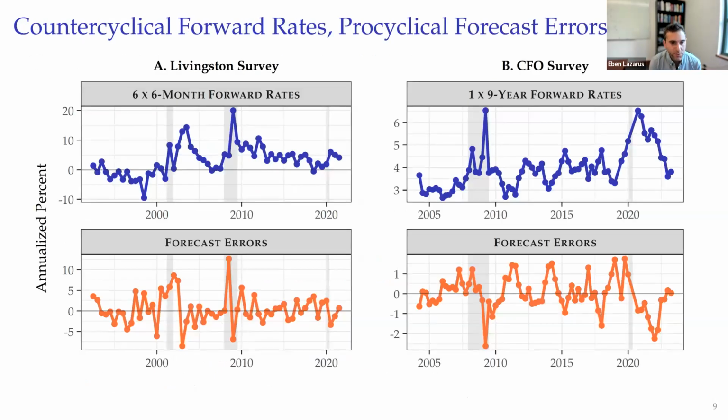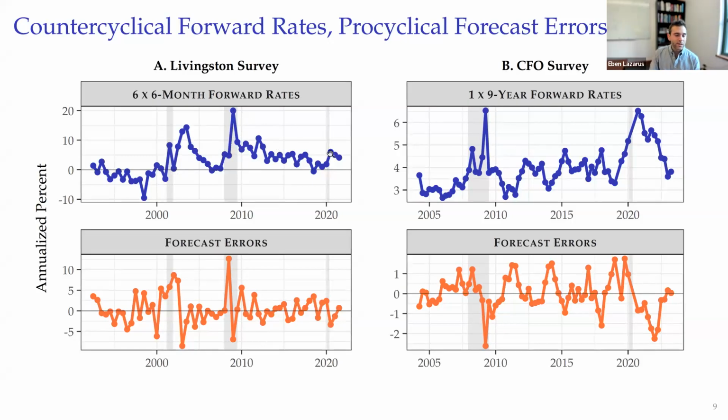Okay, so just to give a sense of the variation in the data, here's what we back out when we measure forward rates in the Livingston and CFO surveys. So the Livingston survey, this is a six-month forward rate. So starting in 6 months, what is the expected log return on the market for the following 6 months? And here we see evidence of countercyclicality. So this is clearest in the financial crisis of 2008. The market drops, forward expected returns spike by quite a lot.